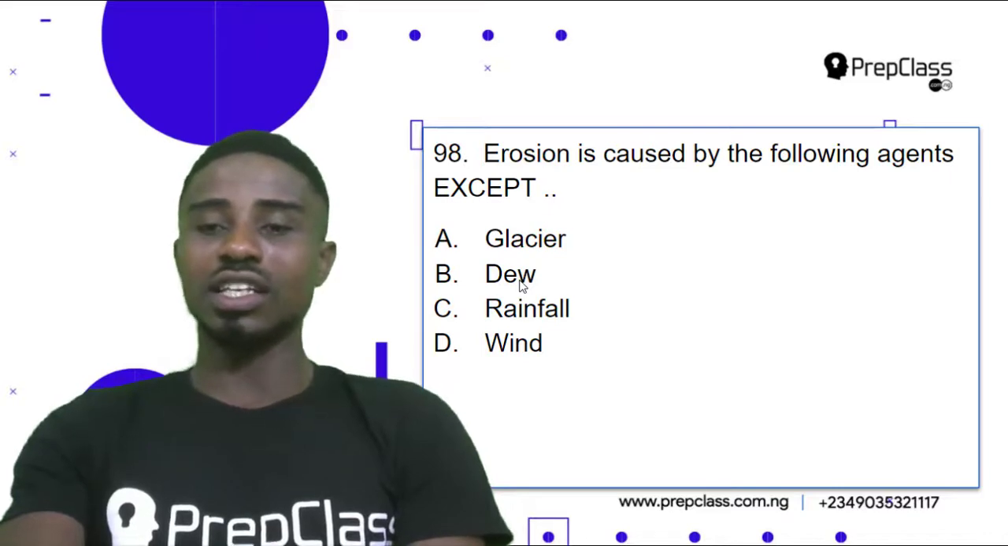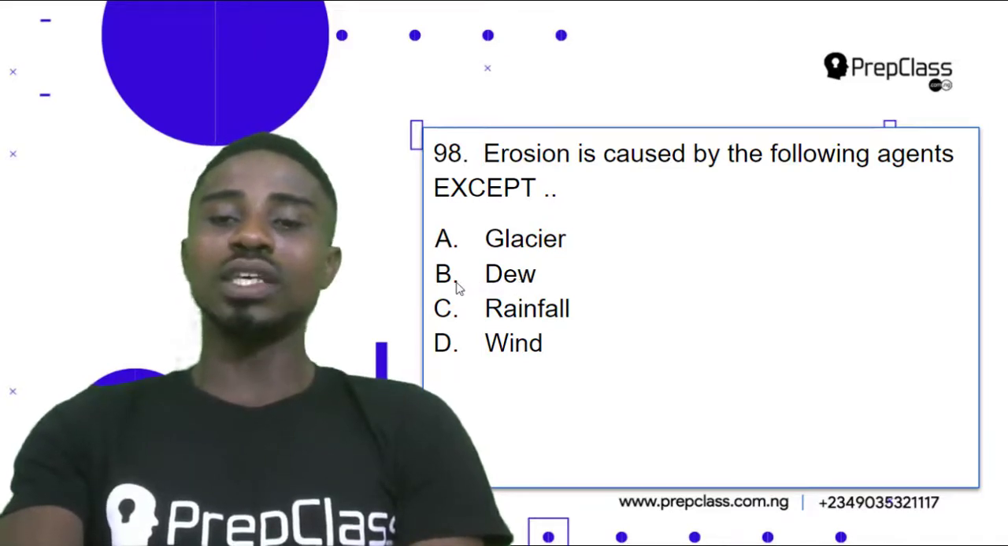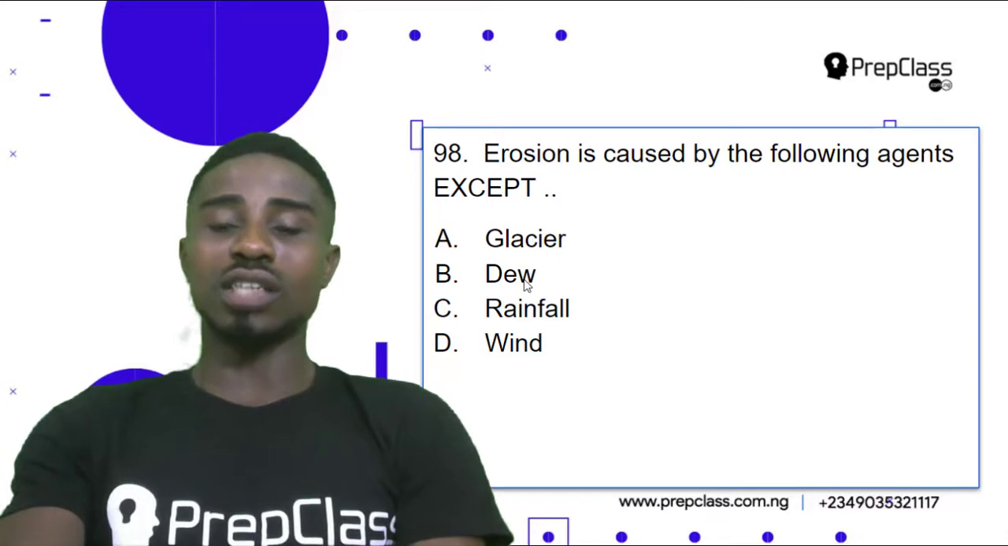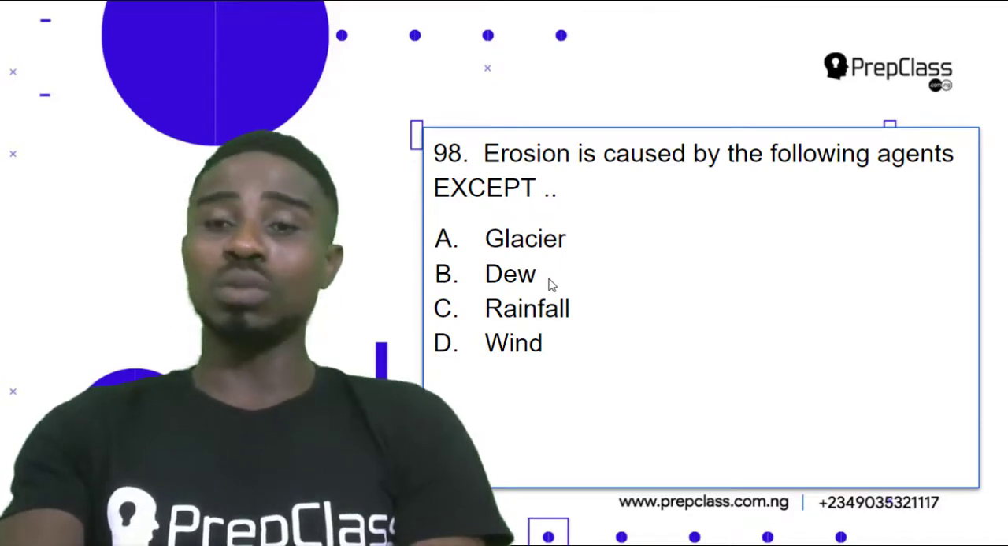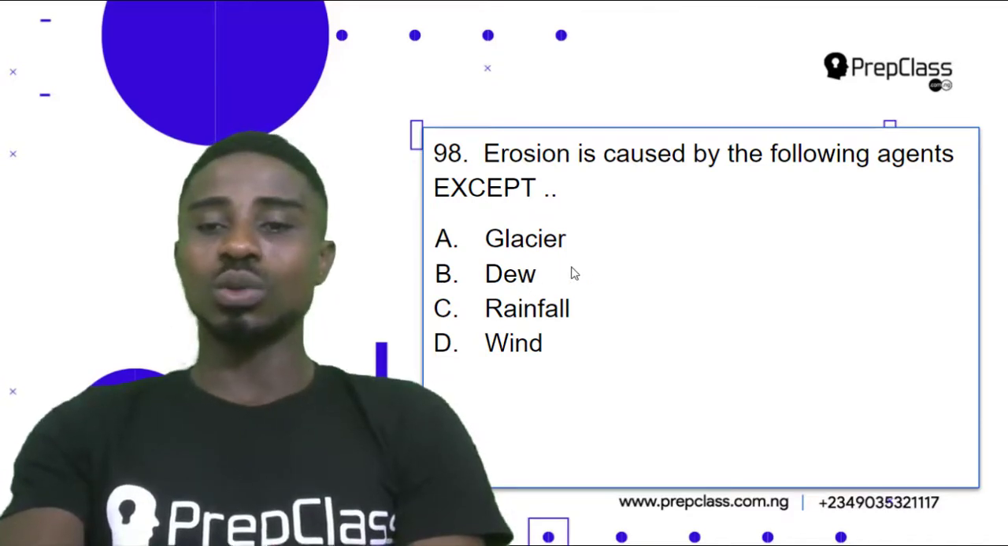That can't lead to erosion. So option B, dew, is our correct answer. It just falls and it just makes the ground wet and the environment a bit humid. So it doesn't lead to erosion.